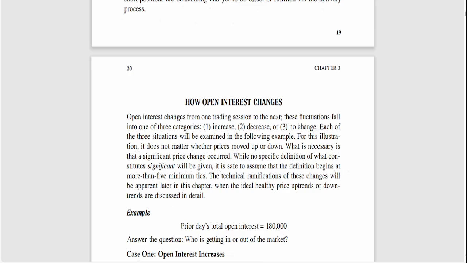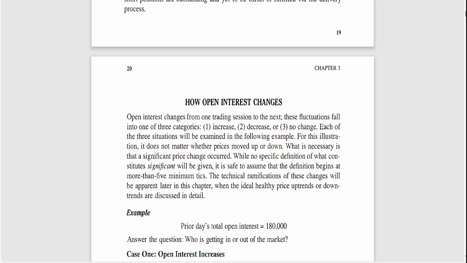And if they are doing nothing, or one is buying and one is selling and they are in equilibrium, then there is no change. Each of the 3 situations will determine what the market is going to do. For this illustration, it does not matter whether price moves up or down. What is necessary is that a significant price change occurred. While no specific definition of what constitutes significant will be given, it is safe to assume that the definition begins at more than 5 minimum ticks.